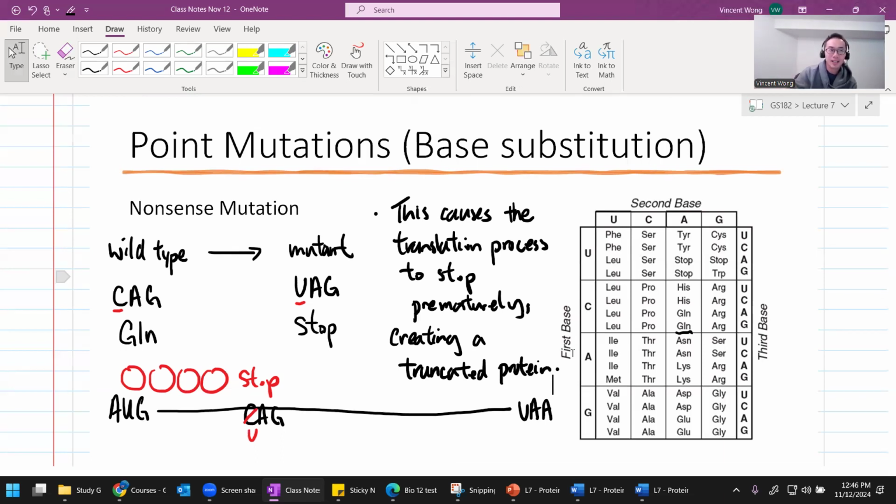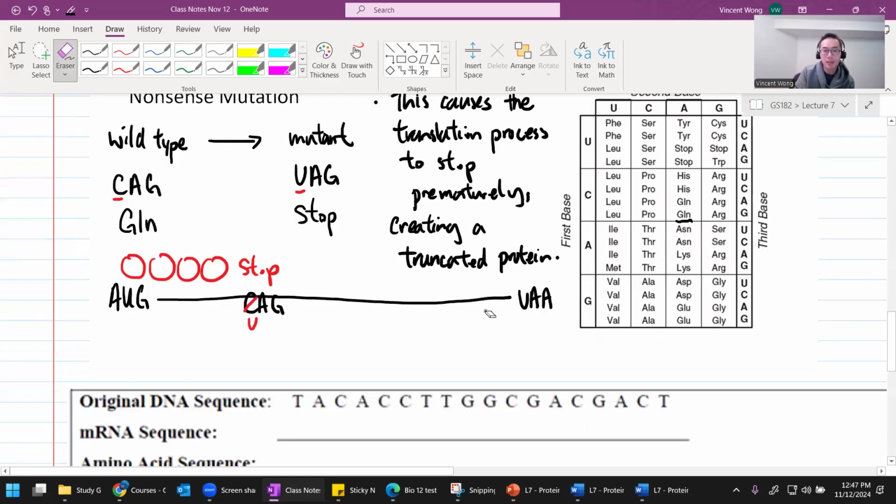All right. So the answer is it depends. It depends where the nonsense mutation happens. If it happens earlier on, yeah, it's pretty bad. You're going to be losing, in this case, two-thirds of the protein. The protein's probably not going to even be working. But if the mutation happens towards the end, like over here, then maybe it's okay. Maybe it's not as detrimental. It's not as bad as happening earlier on, because then you're just missing maybe two or three amino acids.